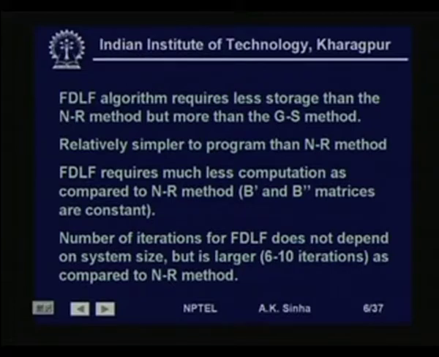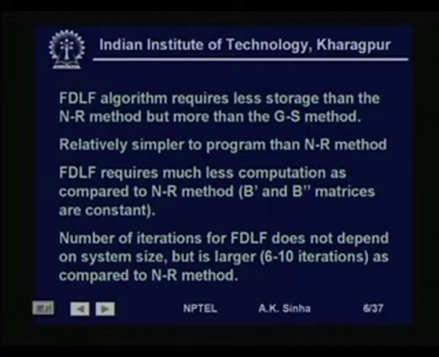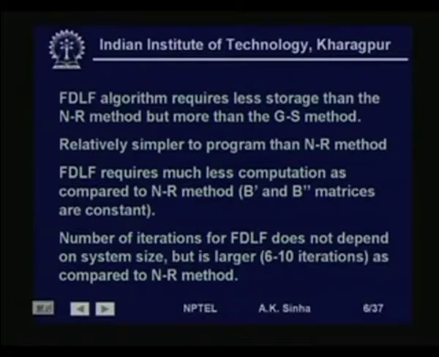The number of iterations for fast decoupled load flow also is not very much dependent on the system size, but is somewhat larger, that is about 6 to 10 iterations are required for solution of large power systems. So, though the number of iterations required here is somewhat larger, the computation involved per iteration is much less. Therefore, the time taken by the fast decoupled load flow method is considerably less than that for the Newton-Raphson method.